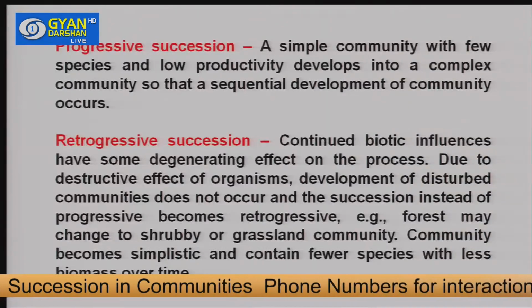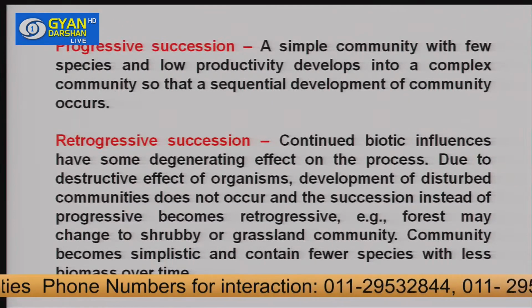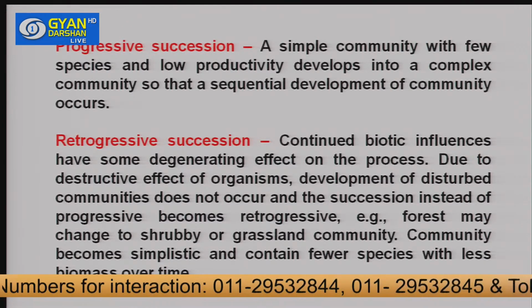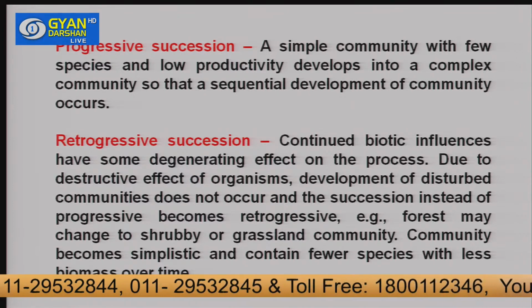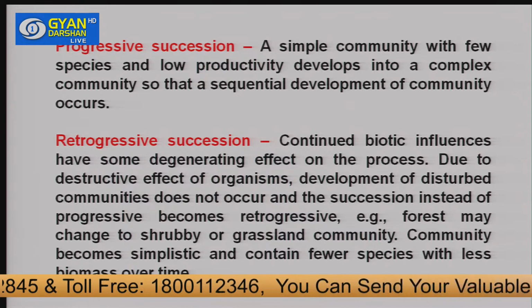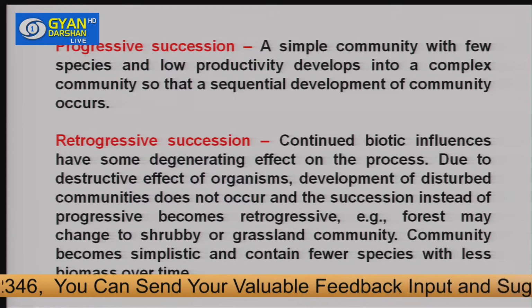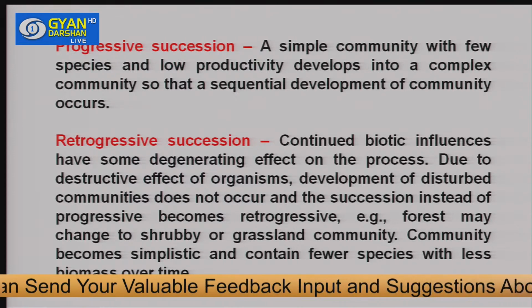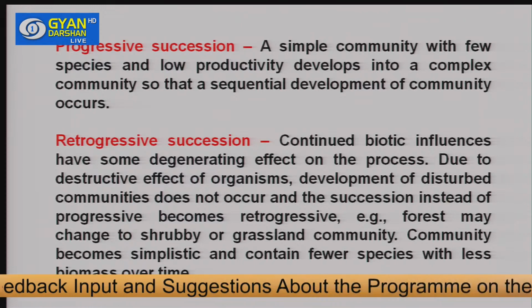Retrogressive succession: because of biotic influences, they might have a degenerating effect on the process, that is, due to the destructive effect of organisms. Development of disturbed communities does not occur, and succession, instead of becoming progressive, becomes retrogressive. Like a forest. Initially it was a forest, but somehow it changes to a shrubby land or a grassland community.